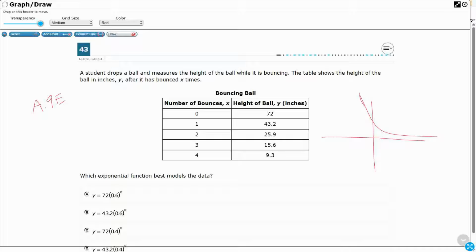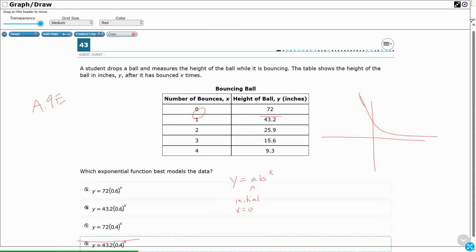And we need to look at our standard form. Y equals a times b to the x. That's how we get an exponential function. So there's two terms, all right? So this is going to be our initial term. So what happens when x equals 0? Well, when x equals 0, we're at 72, which means I can go ahead and get rid of these two because it's the wrong one. That's when x is 1. When x is 0, y equals 72, so it's going to be either A or C.